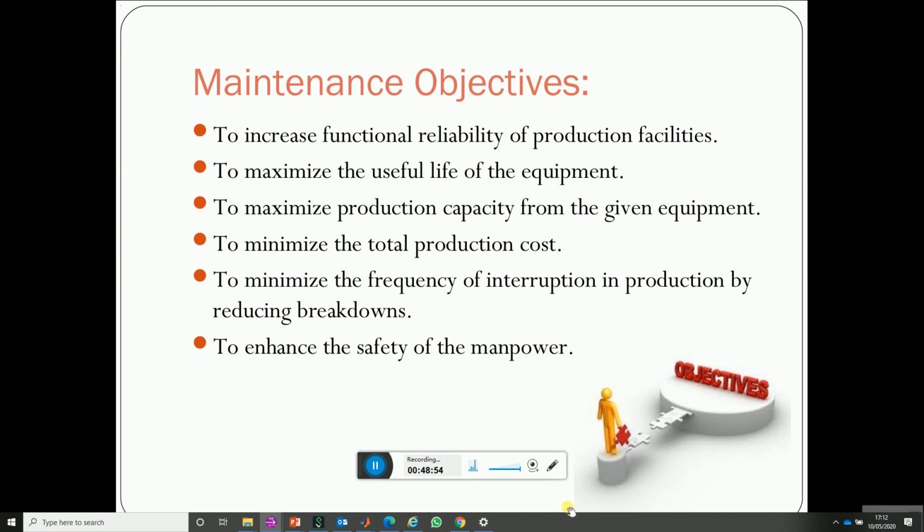So we all understand maintenance objectives by now. It's about functionality, it's about maximizing usefulness of the system, here I would like to call it system, not equipment, and maximizing production capacity if you are in a factory, for example, minimizing cost, and minimizing frequency of interruptions, so the frequency at which the failure modes are occurring.